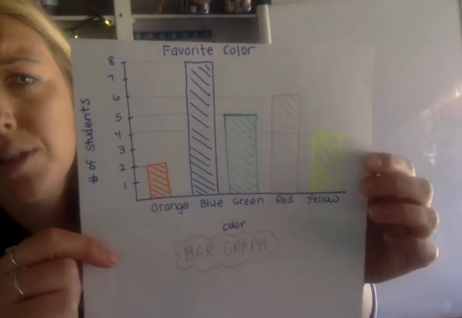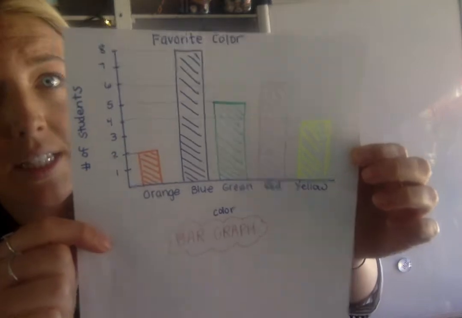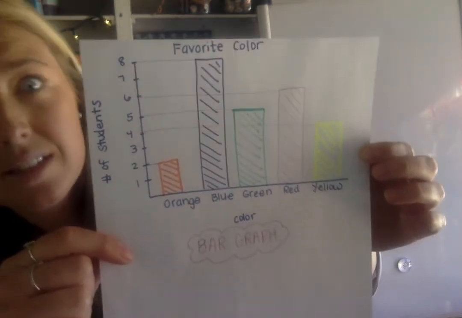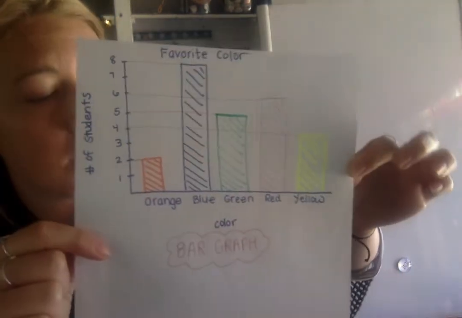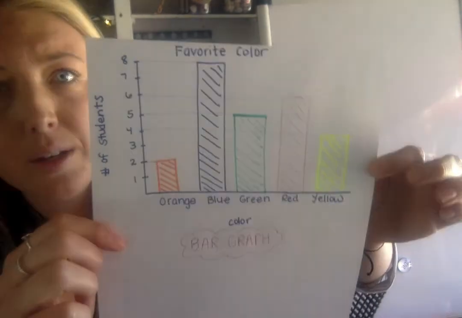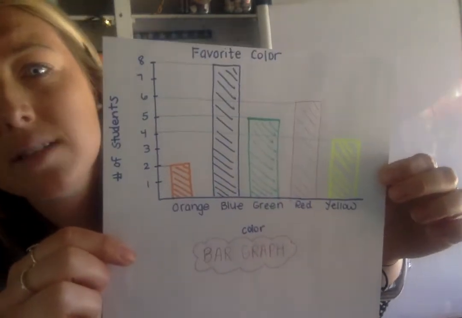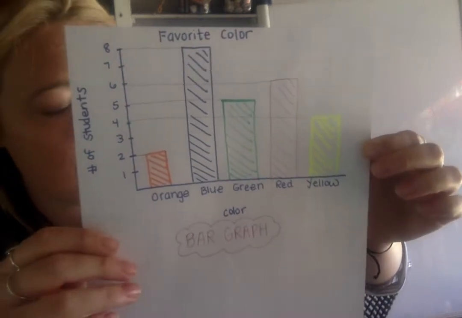So a bar graph is a great way to demonstrate different data. This is a specific type of graph, and we're going to learn all about different types of graphs. This is obviously different than maybe a coordinate plane. So again, this is a bar graph. A couple of questions I want you to think about and answer on your own. Just by looking at this, what color was chosen the least?